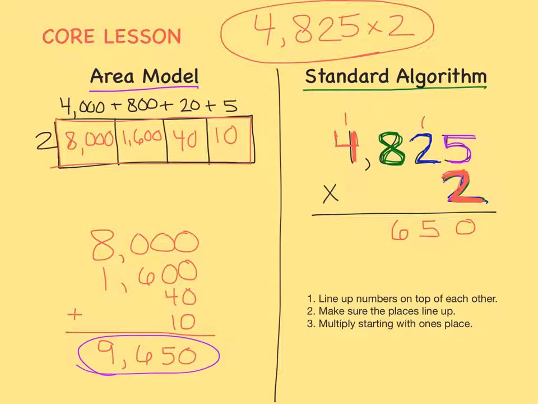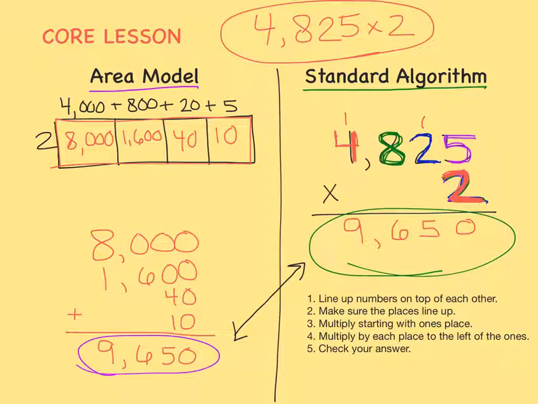And finally, let's multiply the 2 by the thousands place. 2 times 4 equals 8, plus the 1 above the 4 equals 9. We'll write a 9 in the thousands place. There's nothing else to multiply the 2 by, so we found our answer. The last thing we want to do is check our answer. As you can see, 9,650 matches our answer on this side as well.